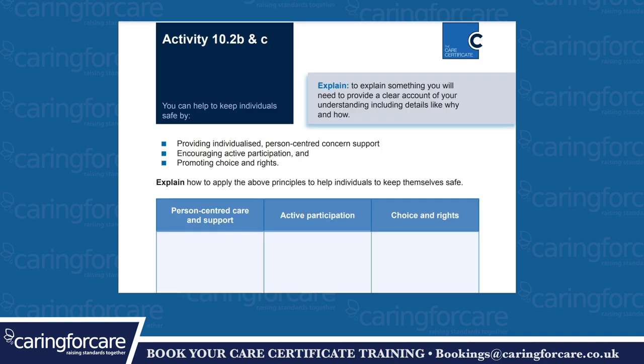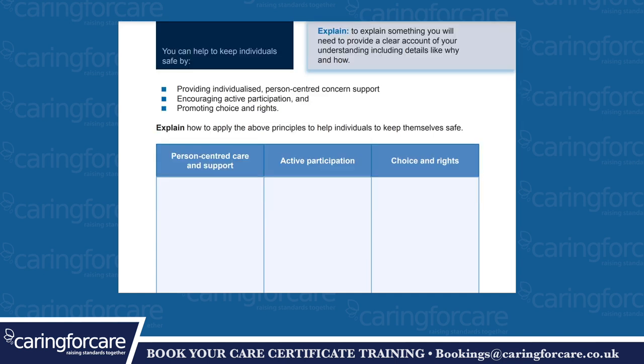Activity 10.2B and C. You can help keep individuals safe by. Explain. To explain something, you will need to provide a clear account of your understanding, including details like why and how. You can keep individuals safe by providing individualized, person-centered care and support, encouraging active participation, and promoting choice and rights. Explain how to apply the above principles to help individuals to keep themselves safe. Person-centered care and support, active participation, choice and rights.